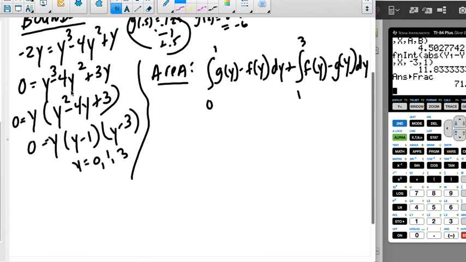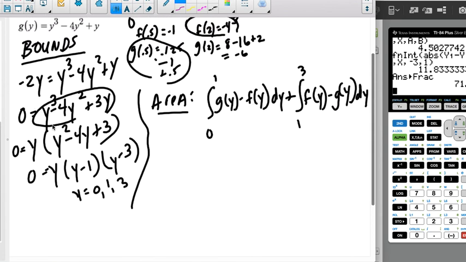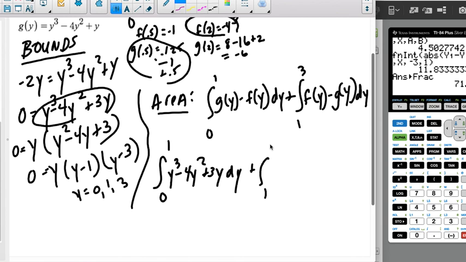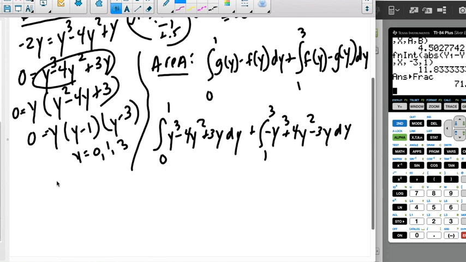So notice that both of these are actually going to be this function. It's just one of them is going to be that function as a positive, and one of them is going to be that function with exactly the opposite signs. So g minus f is going to be this function. So the integral from 0 to 1 is going to be of y cubed minus 4y squared plus 3y. And then the integral from 1 to 3 is going to be the exact opposite. So negative y cubed plus 4y squared minus 3y with respect to y. They're going to have the same antiderivative, just with different signs, right?